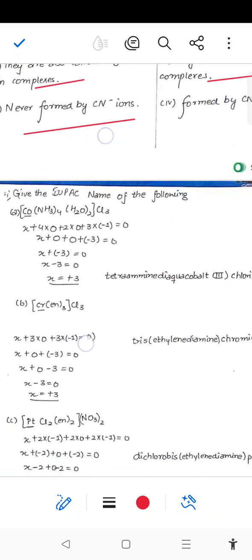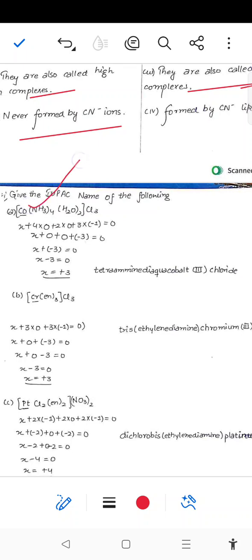First we have to calculate the oxidation state. In case of Co, that is X plus 4 into 0, ammonia, zero field ligand, plus 2 into water, that is also 0 field ligand, plus 3 into Cl negative charge ligand. So when you calculate X, it comes to 3. So the name is tetraamine diaqua cobalt(III) chloride is the right answer.